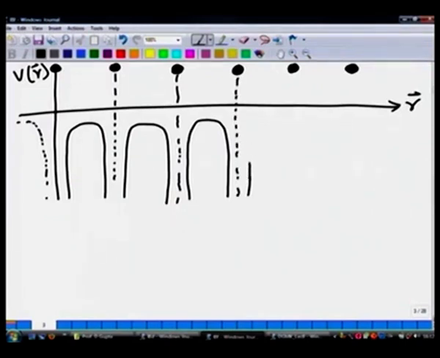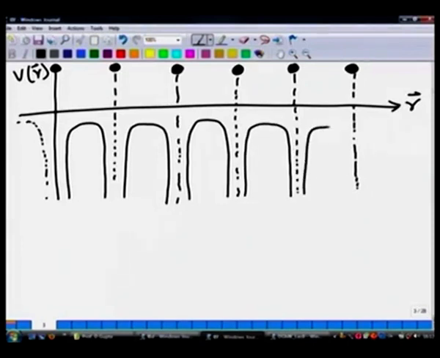And so on. This potential will start looking something like this. So, this is the realistic periodic potential that we have in our one dimensional crystal. A 3-dimensional crystal will be more complicated than that.